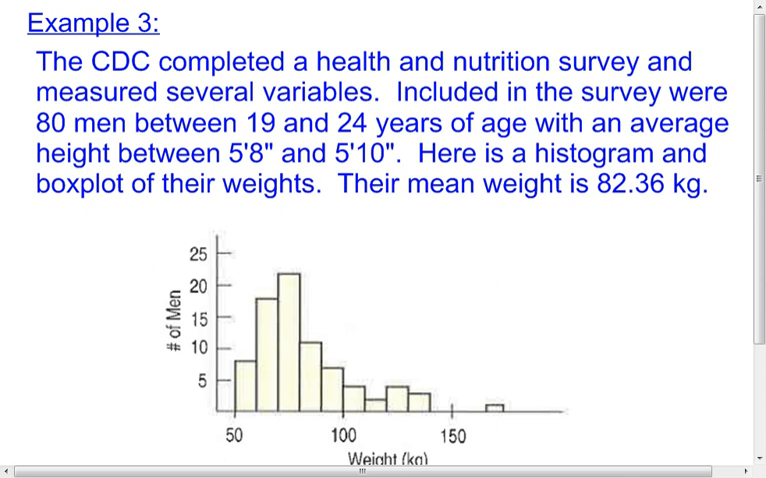So they're all really similar people. They're all men. They're all about the same age. They're all about the same height. Then what they did is they looked at their weight. So they eliminated some of those other variables and they looked at their weight. And you can see the histogram down there of what their weight is.